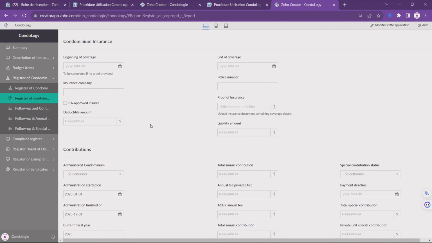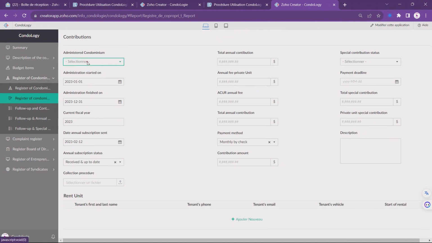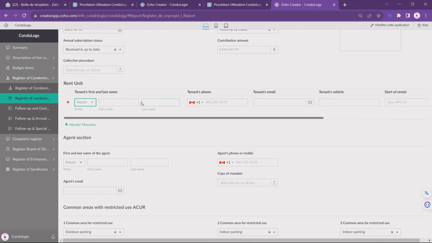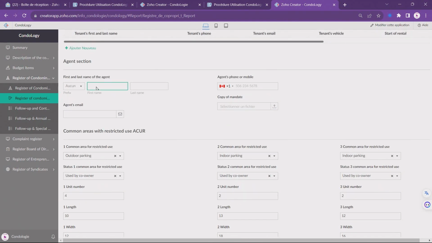Okay. The contributions, in fact, we work at the level of the CondoLogie manner, the dates of the administration. It was completed if we want by the importation because we had the information. The collection procedure, if your administration has one that is documented, at that point, we could upload the documentation. The annual contributions here and the special contributions, these two columns are calculated automatically. When we talk about money, we will be able to complete these fields. Is the unit rented? If the unit is rented, we could put the tenant's information. Is there an agent on file? We could put this information.